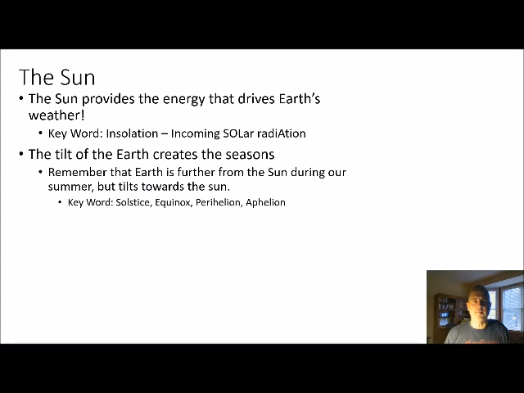Keywords again to look up if you don't know are solstice, equinox, perihelion and aphelion. Perihelion and aphelion are the times when the Earth is closest to and furthest away from the sun.